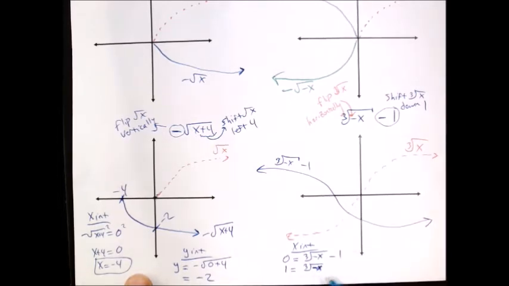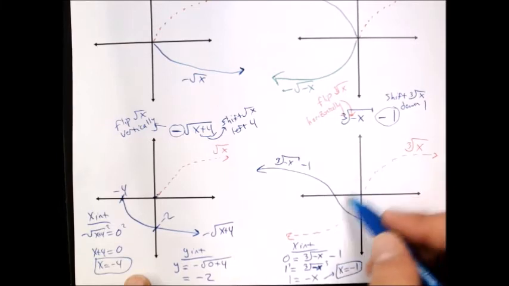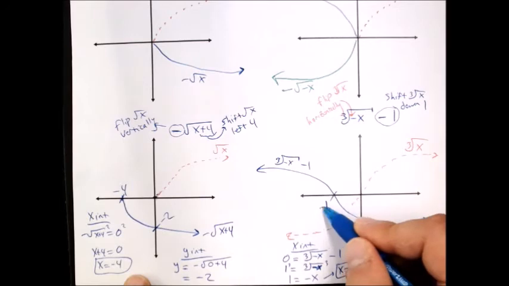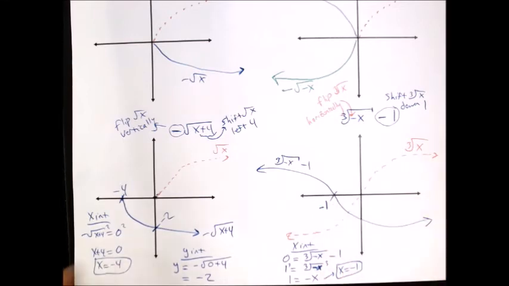We want to get rid of the cube root, and so we cube everything on both sides, and then we get 1 equals minus x. And so that means that x equals minus 1. That's good because it's a negative number and it looked like it should be negative. It fits our picture very well. And so that's an easy way to get the x-intercept.